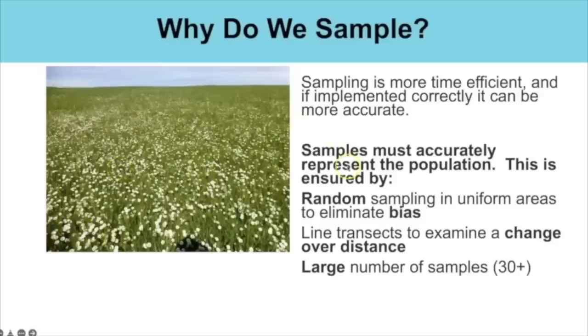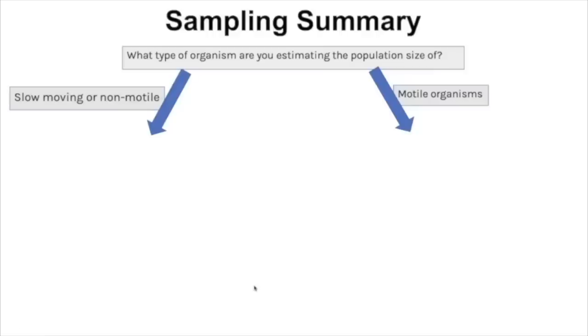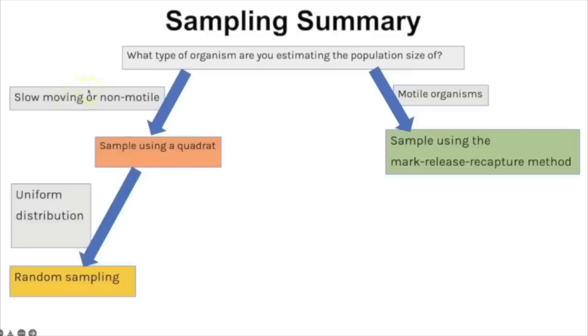But to make sure sampling is actually going to accurately represent that population size, you have to make sure that you are randomly sampling if it is a uniform area, and that's to eliminate bias. You also should have a large sample, so take at least 30 samples. Now I've got here a sampling summary just to help you see how it all links together. So if you have a slow moving or non-motile organism like plants, you would sample using a quadrat.